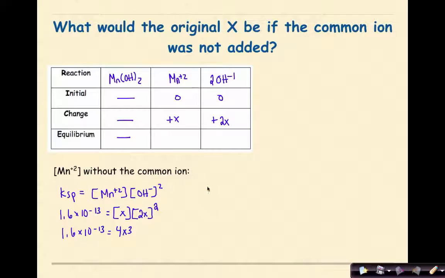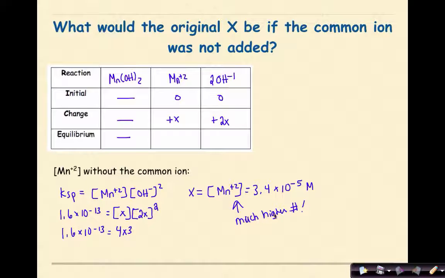And then if we solved for this, we'd find that our x, which is going to equal our concentration of our manganese ions, would be 3.4 times 10 to the negative 5 molarity. So this is much more soluble. It's a much higher number here for the amount of manganese ions that would dissolve in solution if that common ion was not there, if that sodium hydroxide had not been added.